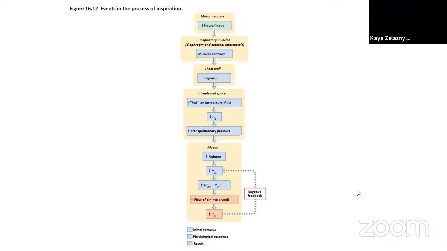This is considered a negative feedback loop because as more air flows into the alveoli, our pressure in the alveoli goes back up. Eventually it'll go back to zero, which means we will have completely filled up that increase in volume in the alveolus, which means we're no longer going to have airflow in. That's going to be time to expire. We're going to allow everything to recoil, to bounce back, which will make the alveoli smaller, increase their pressure and push the air out.